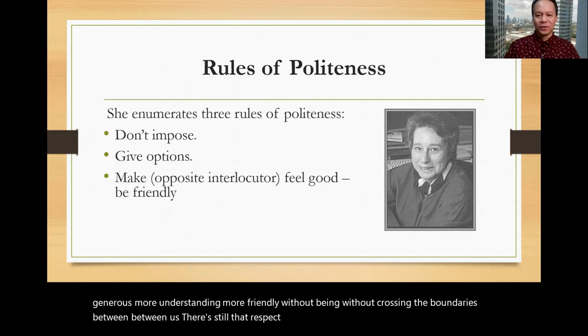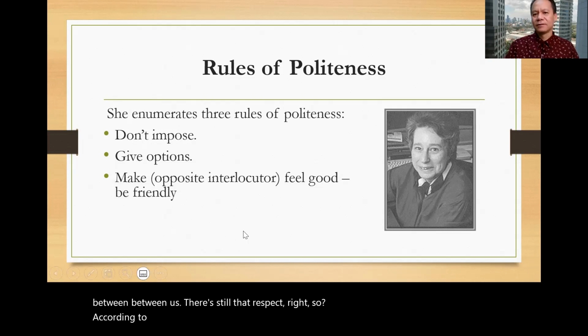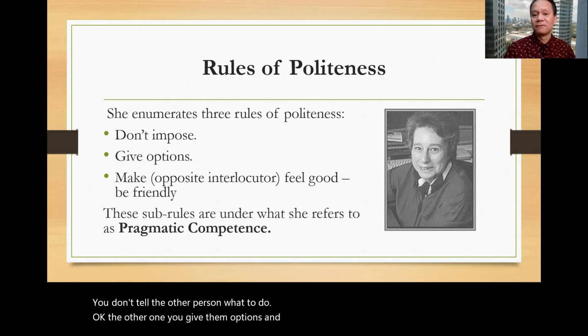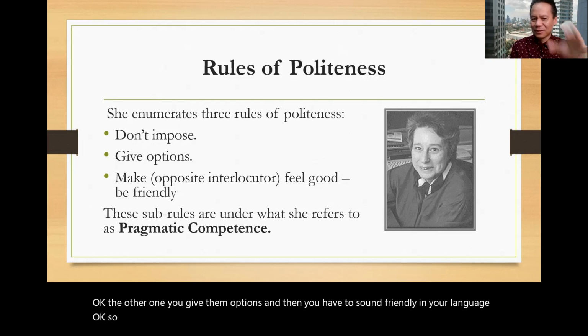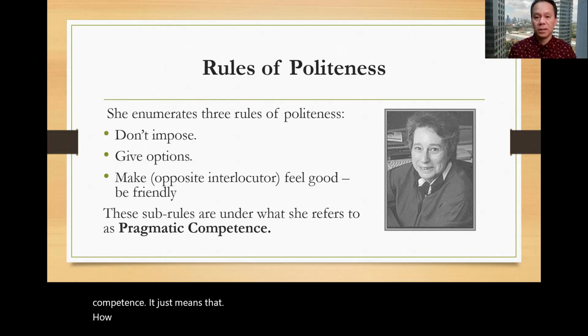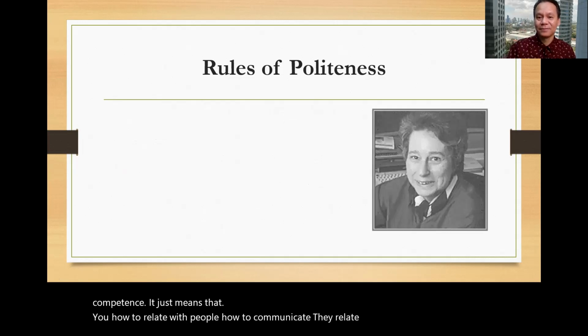So, according to Robin Lakoff, politeness means you don't tell the other person what to do. Okay, the other one, you give them options, and then you have to sound friendly in your language. Okay, so it's related to the cooperative principle, right? And we call this pragmatic competence. It just means that you know how to relate with people. You know how to communicate. They relate to the 4 competences again, right?